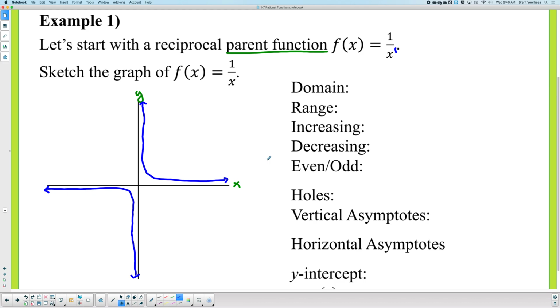Domain is x values; range is y values. Show me an x-axis with your arm. What two directions does your x-axis point? Left and right. How far to the left does this graph travel? Negative infinity. How far to the right does it travel? Positive infinity. So you'd think it's all reals, but it's not.